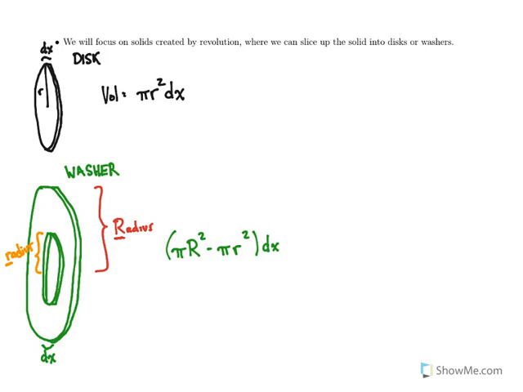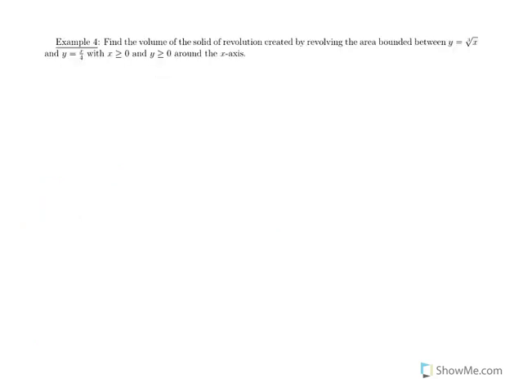It is the volume of the big disk minus the volume of the small disk. And these are the formulas that we are going to be using, pi r squared dx and pi big R squared minus pi little r squared dx. That's going to give us our problems on the next page or two. So let's jump into it.